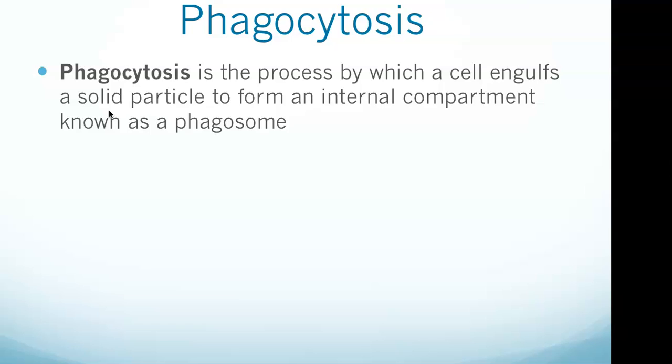Phagocytosis is the process by which a cell engulfs a solid particle to form an internal compartment known as a phagosome. It is distinct from other forms of endocytosis, such as pinocytosis, that involve the internalization of extracellular liquids. Phagocytosis is involved in the acquisition of nutrients for some cells. In multicellular animals, the process has been adapted to eliminate debris and pathogens.